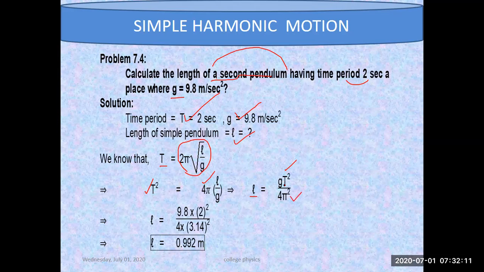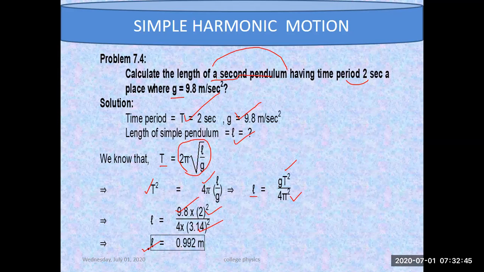Time period is given. You have used your sense to find the value of the time period; for a second pendulum it is 2. So after putting the values, g is constant, put the value of the time period for the second pendulum, put in the rest of the constant values, and you are getting the length of the simple pendulum. So it's 0.992, simply it's almost approximately 1 meter.